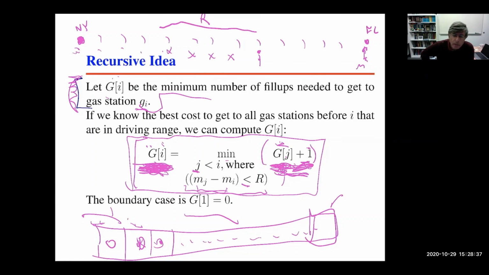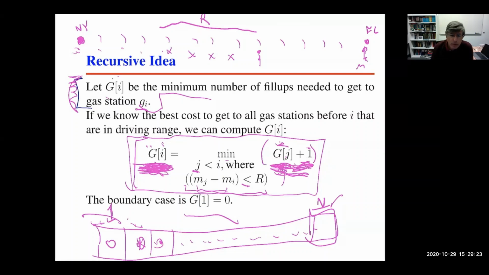What is the running time of this algorithm? This is an algorithm to find the smallest number of hops to get from G1 to Gn. Can anybody tell me? Well, I count the running time of a dynamic programming algorithm by how many boxes I am filling times how much time it takes to fill each box. How many boxes do I have to fill? I'm going from gas station 1 to gas station N, so there are a total of N spots that I'm going to fill.